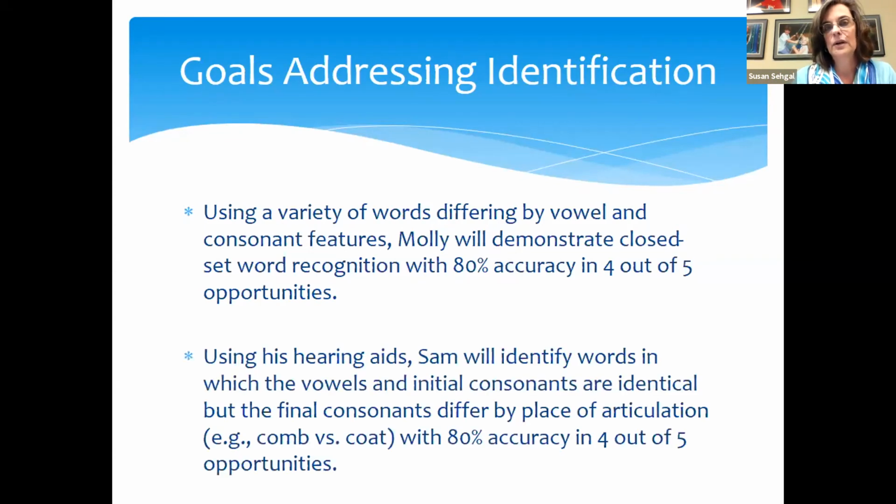Another example might be using his hearing aids, Sam will identify words in which the vowel and initial consonants are identical, but the final consonants differ by place of articulation. For example, comb versus coat, with 80% accuracy in 4 out of 5 opportunities.